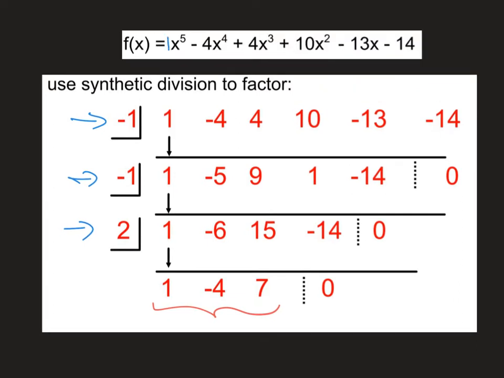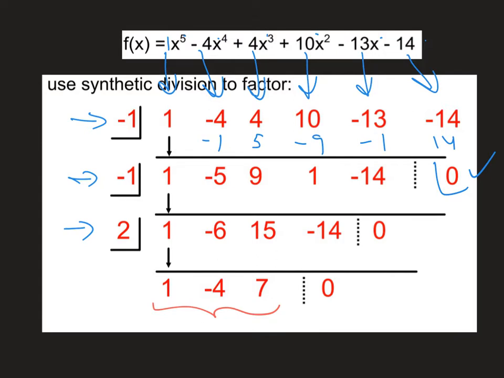The 1 is right here. Negative 4, positive 10, negative 13, negative 14, and that's 5, 4, 3, 2, 1, and a constant. So all our players are there. So 1 times 1 gives us negative 1, gives us the negative 5. Negative 1 times negative 5 gives us a positive 5, gives us a 9. Negative 1 times 9 gives us negative 9, gives us a 1. Negative 1 times 1 gives us a negative 1, gives us a negative 14, gives us a positive 14, gives us our 0, check.